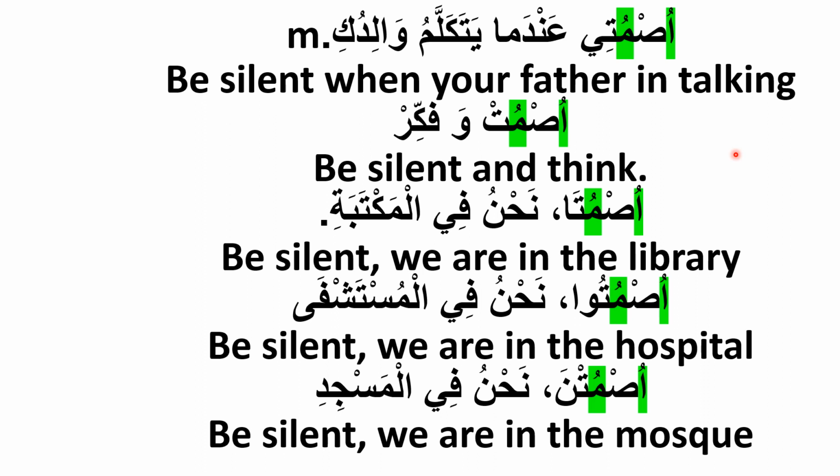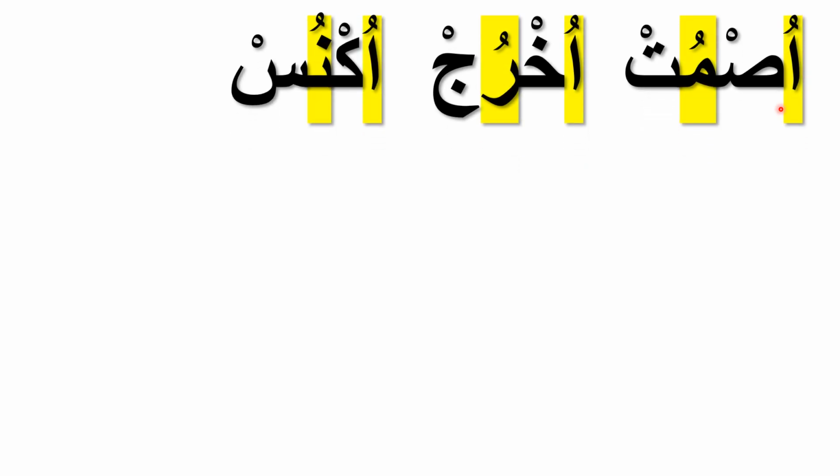As you notice, the imperative verb carries all the time an alif at its beginning. The alif carries dhamma because the second letter root also carries dhamma. اصمتي, u, اصمت, اصمتا. So the alif of the imperative carries dhamma when the second letter root carries dhamma as well.